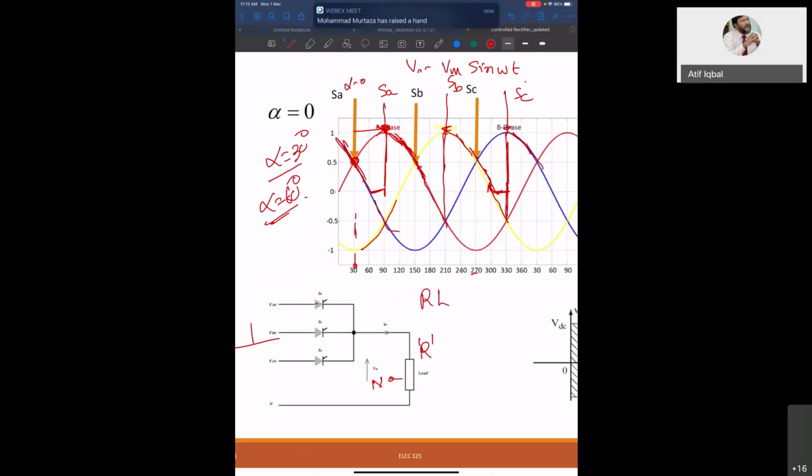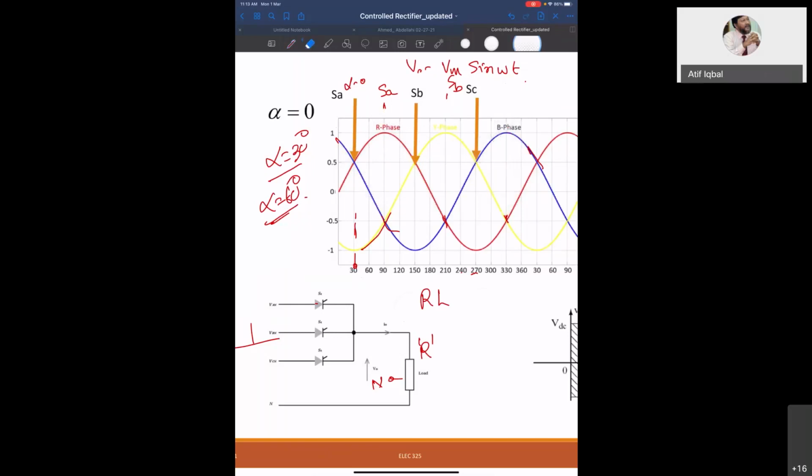Yes, doctor. For alpha equal to 30, we went beyond, even if it's not the highest voltage. The thyristor connected to SA will still be conducting even if it's not the highest voltage. No. It will conduct when it is the highest voltage. And you see here for 30 degrees. Okay, understand your question now.